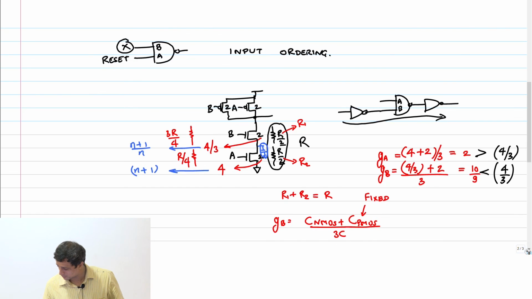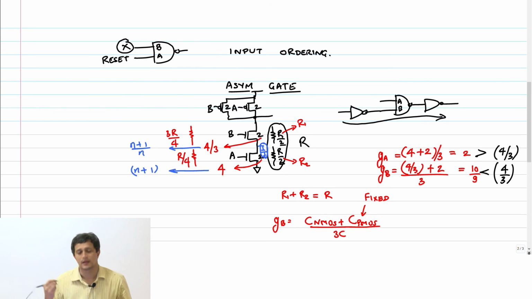So now, just by the way, this is basically known as an asymmetric gate, where the inputs are not symmetric any longer. Okay?